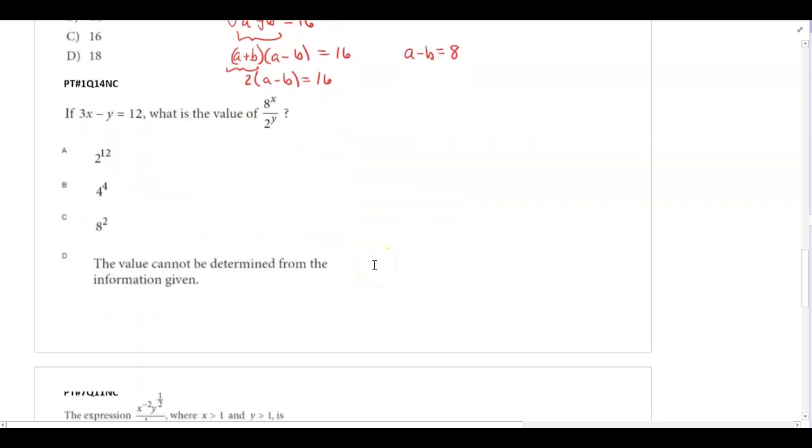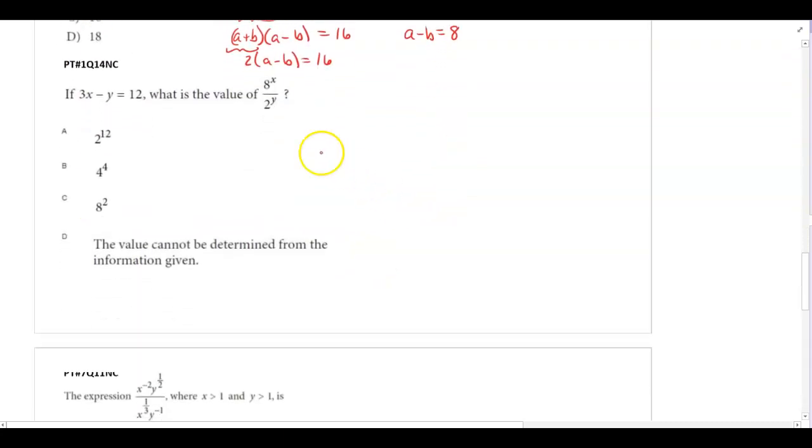All right. Next example. Right now, these bases are not written as the same. So I have a base of 8 and a base of 2. So they're asking, if 3x minus y equals 12, what is the value of this expression? So what I'm going to do is say, well, 8 can be rewritten as 2 to the 3rd, all to the x, over 2 to the y. Now when I multiply those exponents, I get 2 to the 3x over 2 to the y.